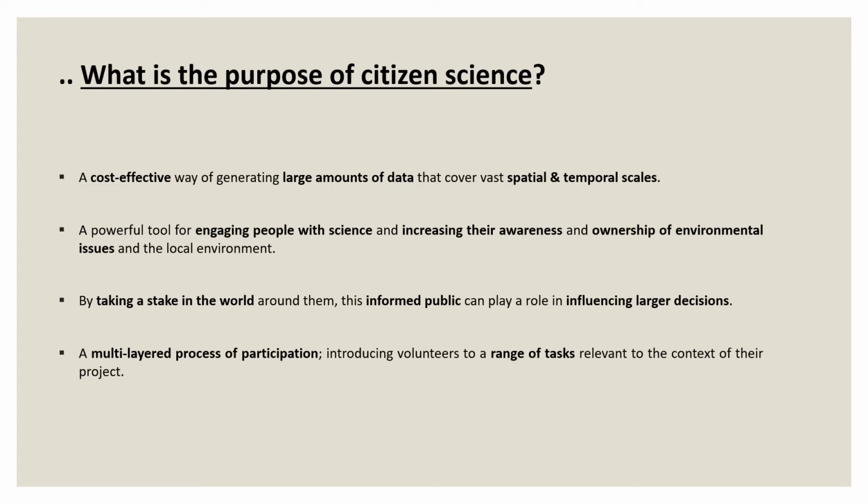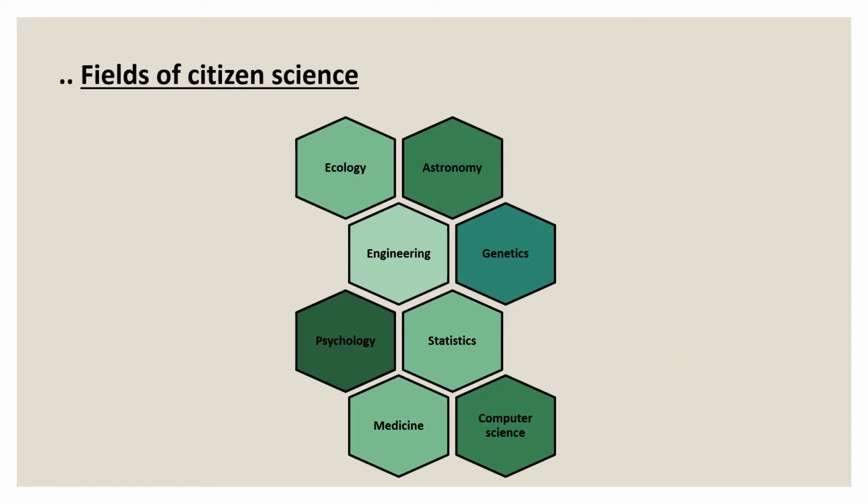Just as there is no definitive objective of citizen science, there is no one defined process of participation that projects follow. As such, citizen science projects are seen as multi-layered, and they introduce volunteers to a range of different tasks relevant to the context of their project. This can allow volunteers of different skill sets and interests to play different roles within the individual projects in which they engage. It is important to acknowledge that citizen science can be utilised within a wide range of fields.